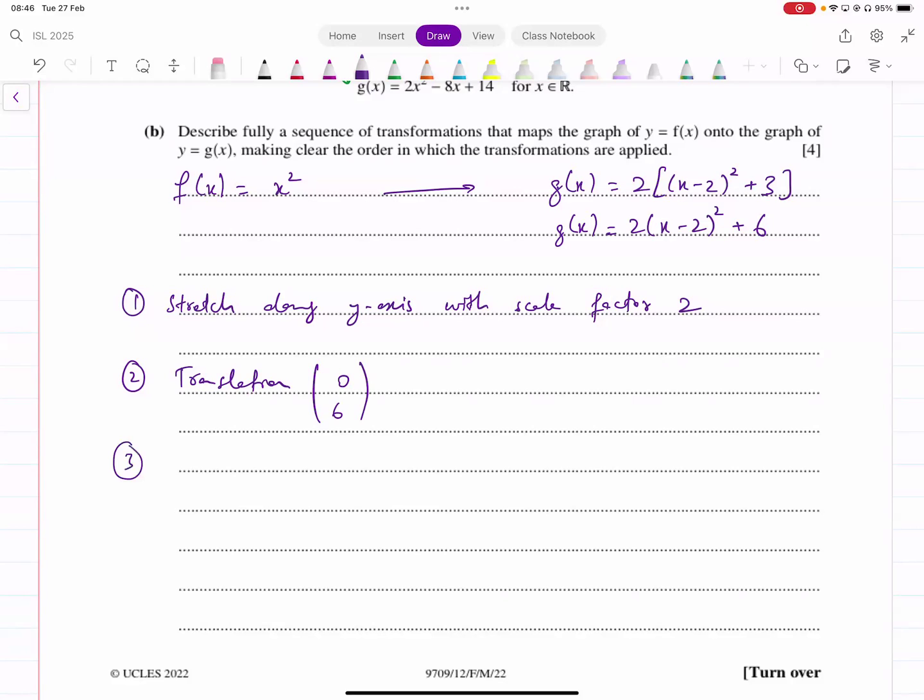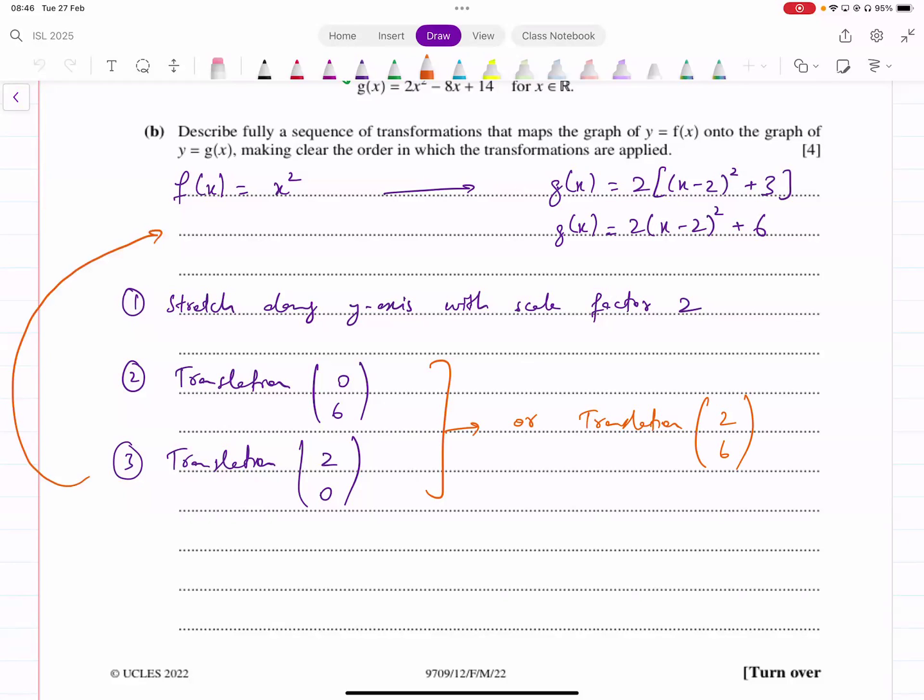And then number 3, you can now do horizontal translation. What's the horizontal translation? Minus 2 means we are going 2 units right, this is (2, 0). Now because these two translations are coming together, you could write them together like this as well, that it's a translation (2, 6). Because they come one after the other, you can write them together, that is allowed.